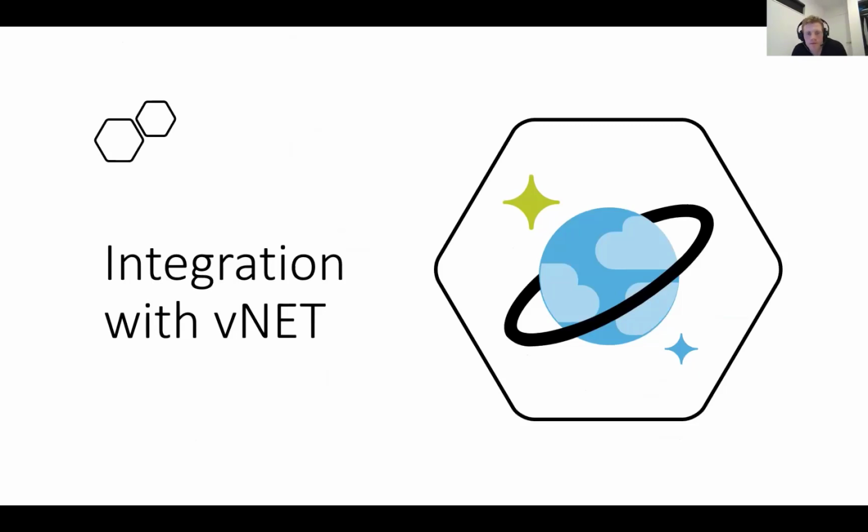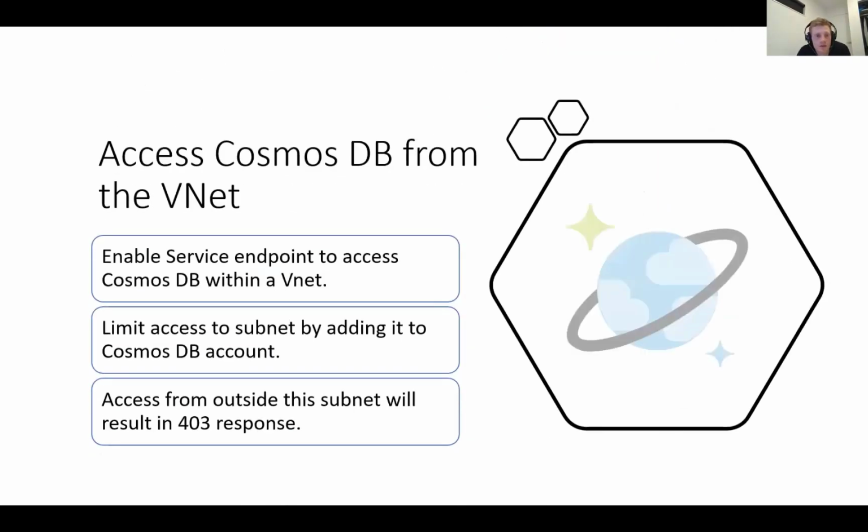And finally, just because I work for a bank, we'll talk about integration with vNet. You can configure your Cosmos DB account to allow access from a specific subnet of your virtual network. This is done by enabling a service endpoint, and traffic from that subnet is sent to Cosmos DB with the identity of the subnet and the virtual network. Once this is enabled, you can limit access to that subnet by adding it to your Cosmos DB account.